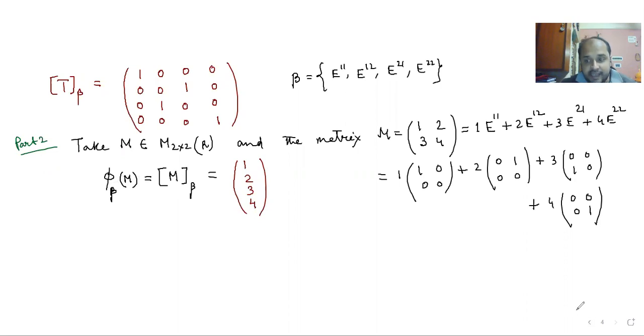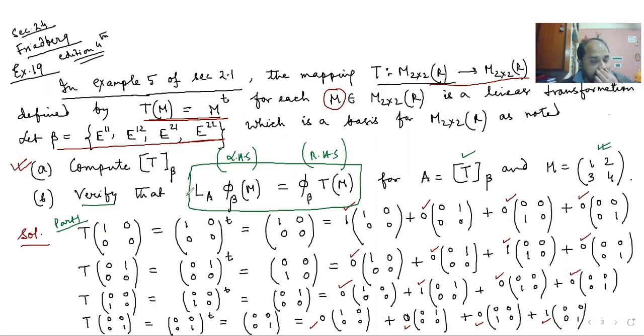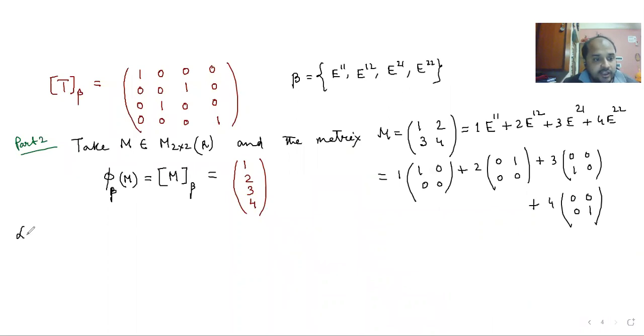Now what is the left hand side? On the left hand side, I'm going to apply LA on this phi beta of M. So let us do it. Let us now write LHS. On LHS, we have LA applied on phi beta of M.